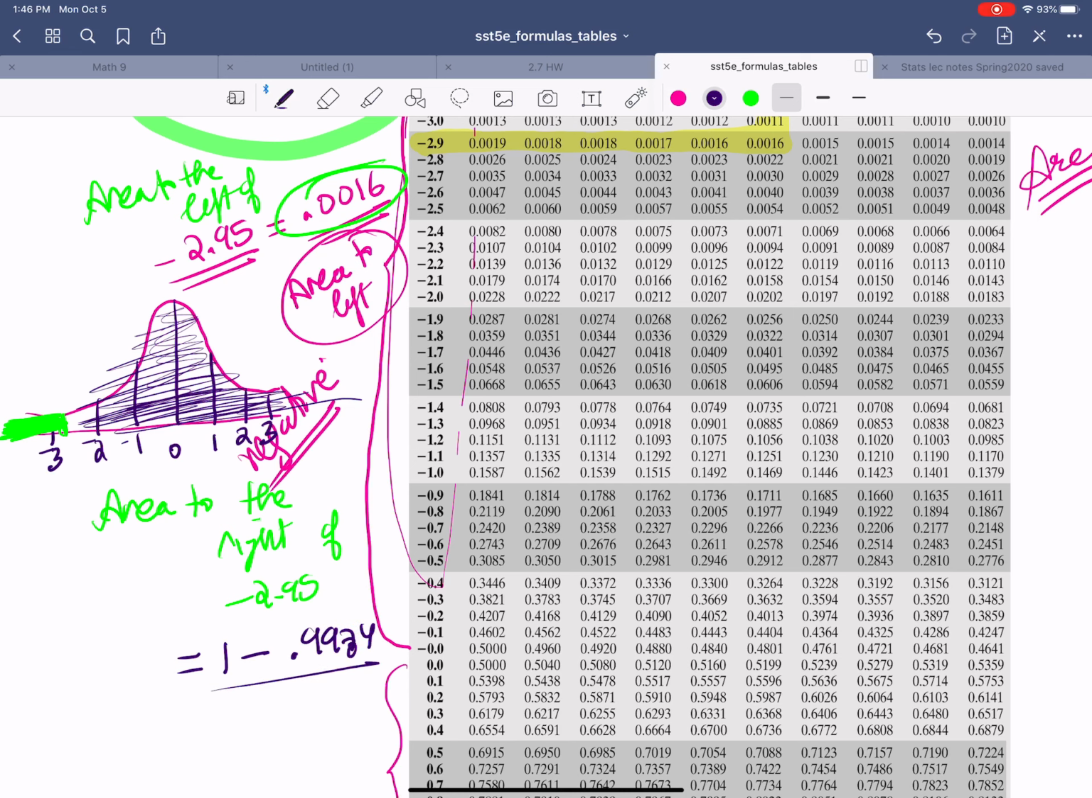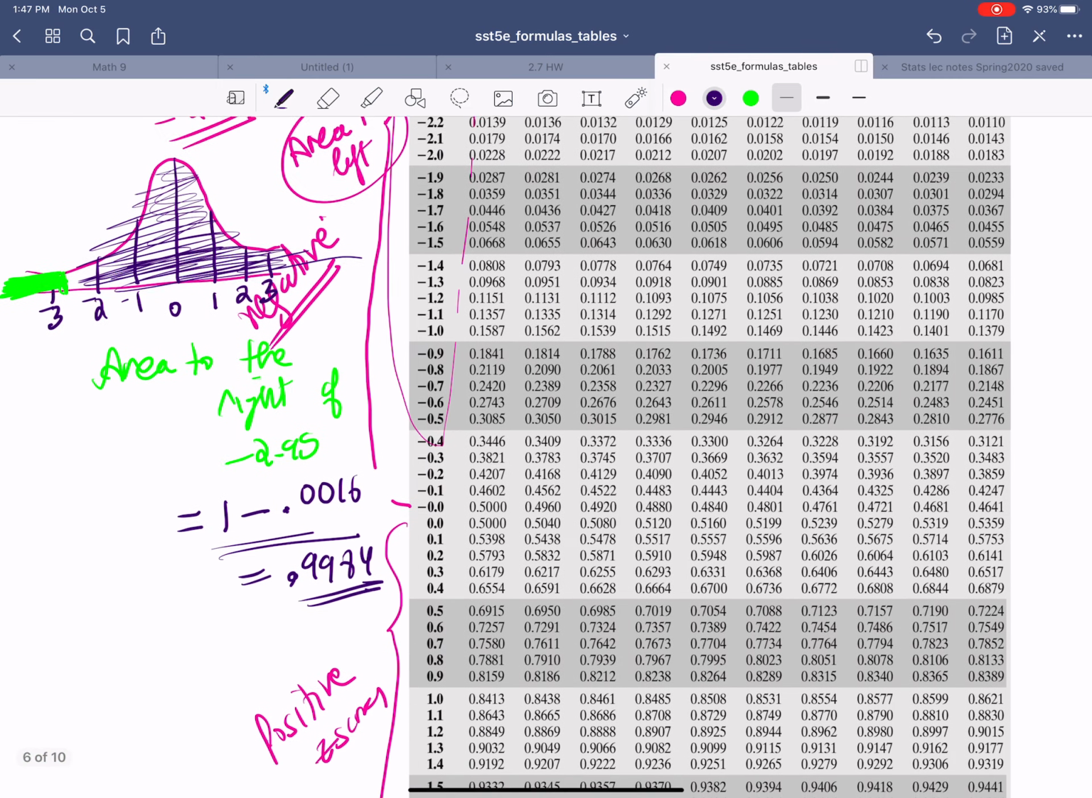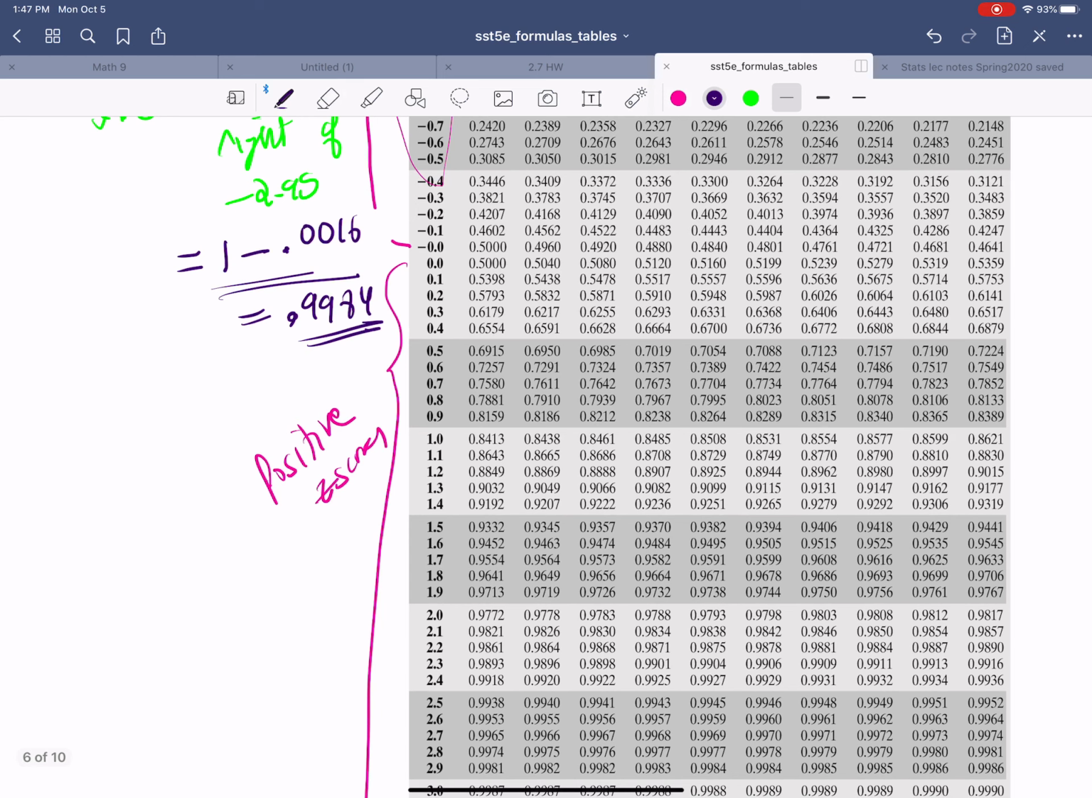So this is how much area is to the right. I combined two steps: 1 minus 0.0016, which is equal to 0.9984, and that's the amount of area I would have to the right of it, okay? That's how we read the z-score. If you have a positive z-score, same process. If you want to find out area for a positive z-score, we will look in the positive z-scores. Area to the left of 1.23.